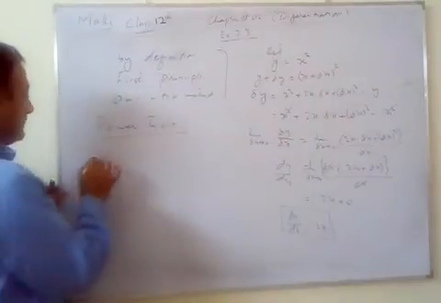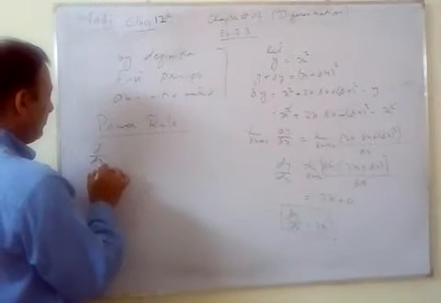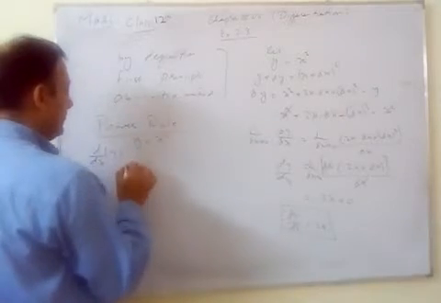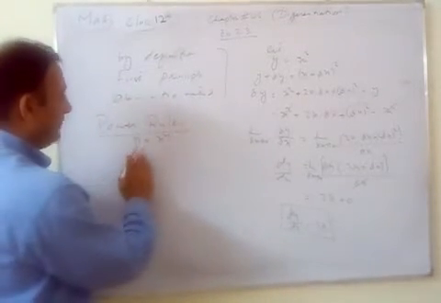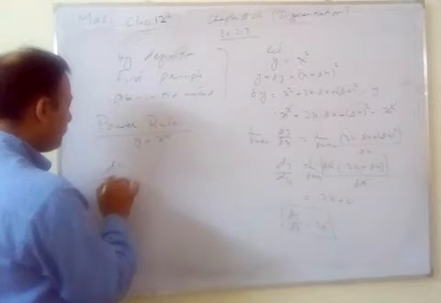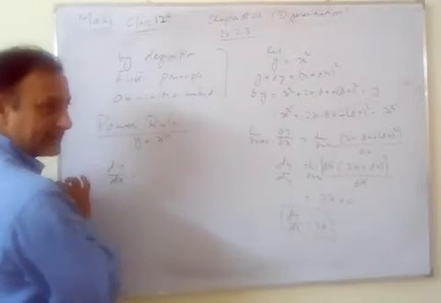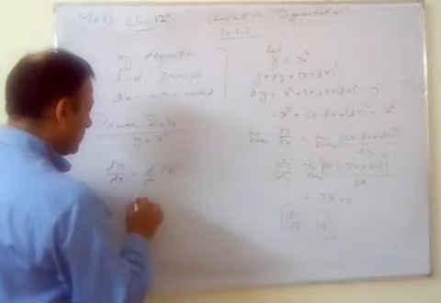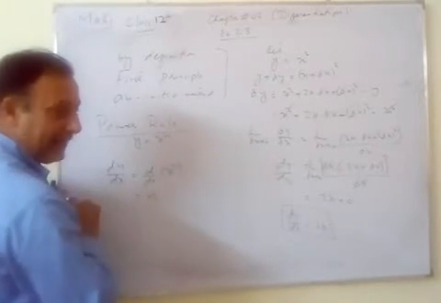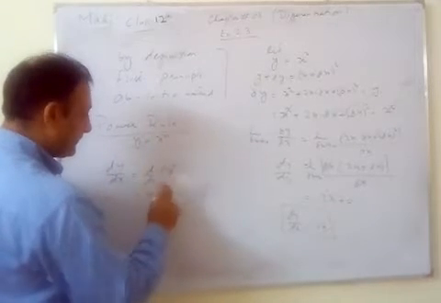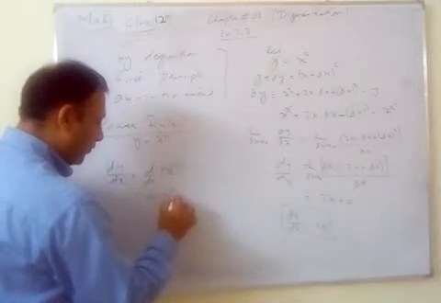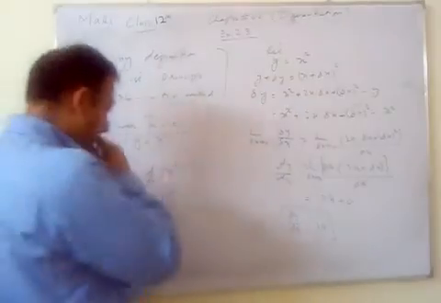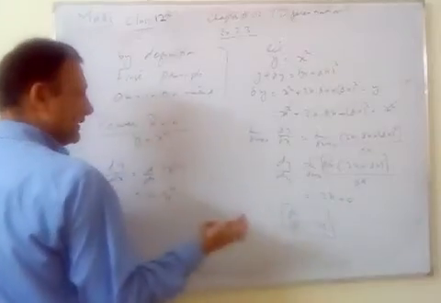Now power rule says that if you want to find the derivative of y with respect to x, where y is equal to x power n, then we write n into x power n minus 1. We subtract 1 from the power. So this is the result.